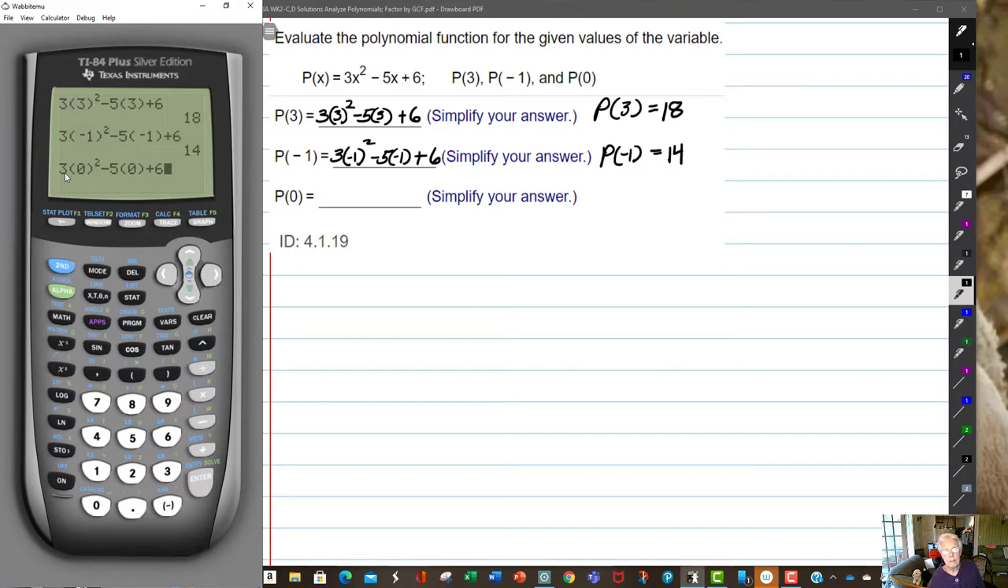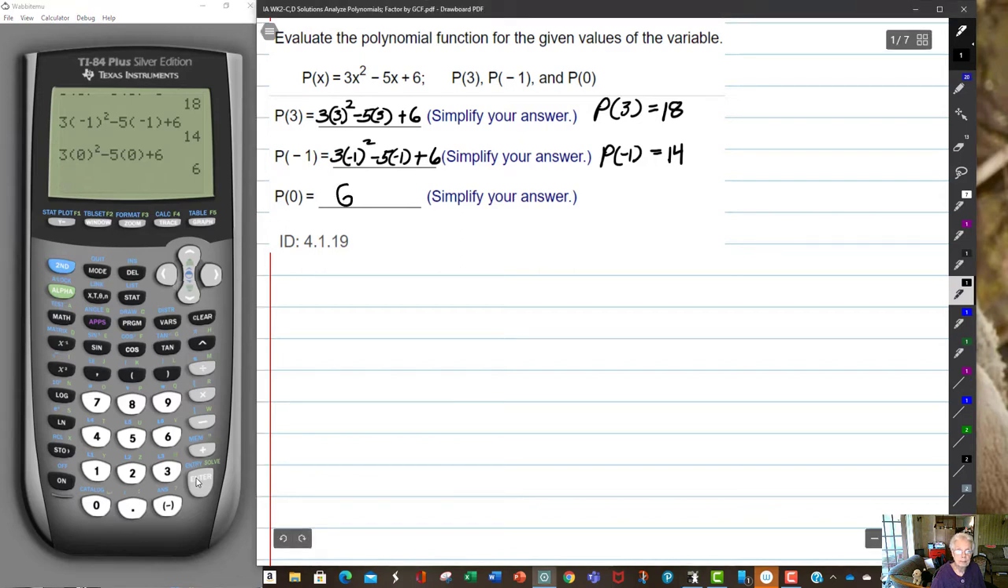Now look what I've got. I've put a 0 in where I would have the X's. 3 times 0 squared minus 5 times 0 plus 6. Enter. That's 6. Calculators can be wonderful things. The more you use it, the more comfortable you get with it.